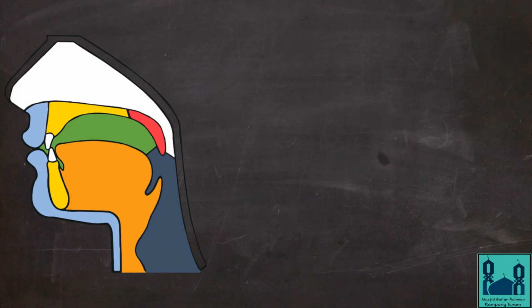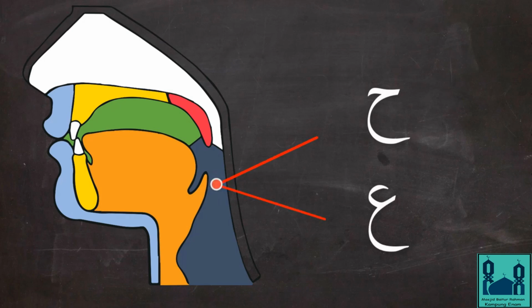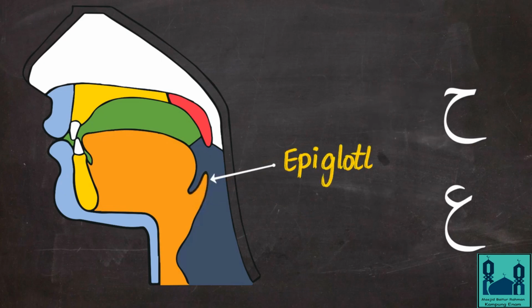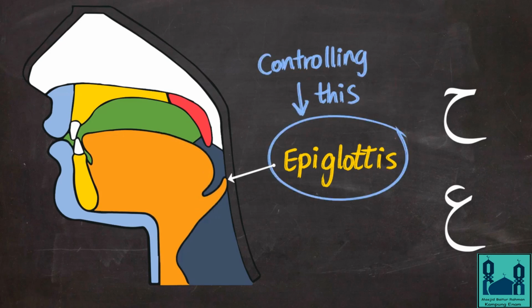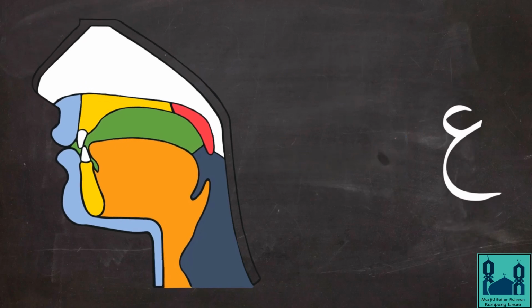So let's get started. As we said, ha and ayn come from the middle part of the throat, but to be more specific, from an organ called the epiglottis, which is that small flat part at the back of the tongue that closes when you swallow to prevent food from entering the tube that goes into your lungs. So controlling that area is the most important thing to learn to produce ha and ayn successfully. We'll start with the sound of ayn.